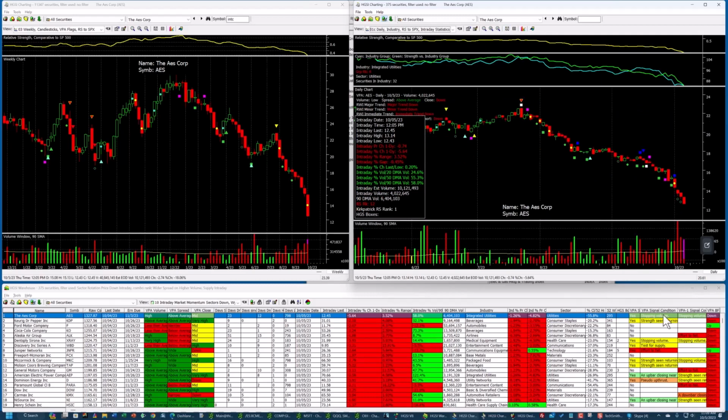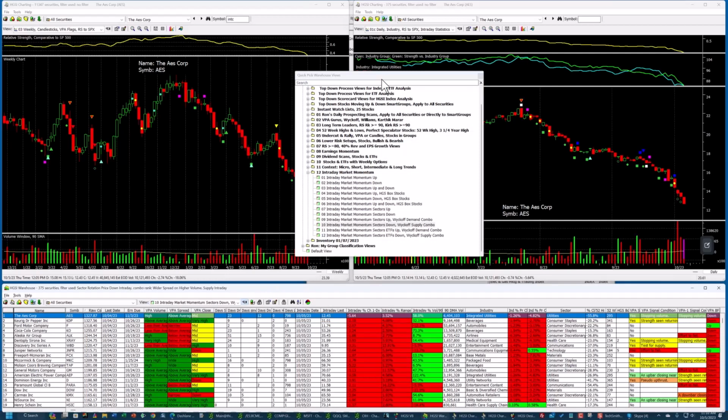Now looking over here, it said stopping volume yesterday, but it didn't stop, did it? The past 2 days have been stopping volume. There's no confirmation on that stopping volume. When you get these big volume bars and stopping volume, it has to be confirmed. You don't just step in front of these. So this is the downside.